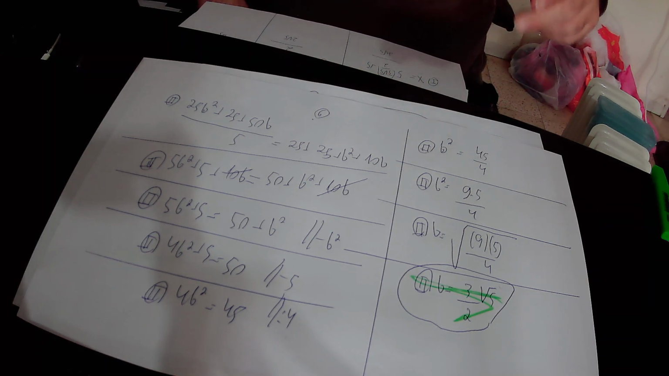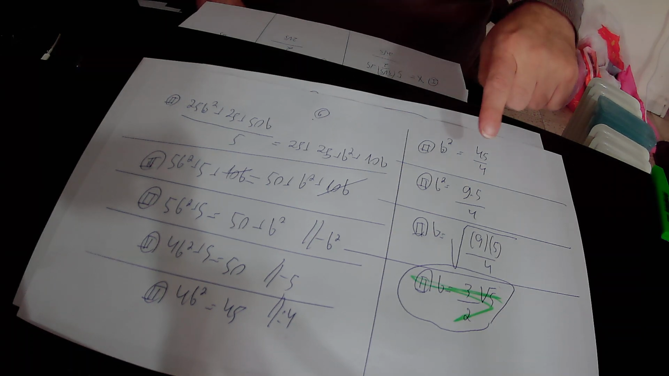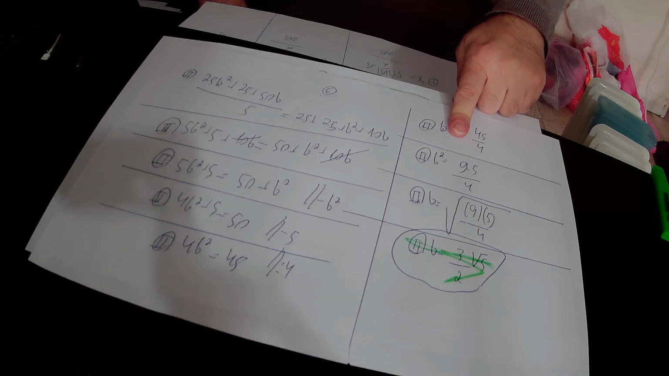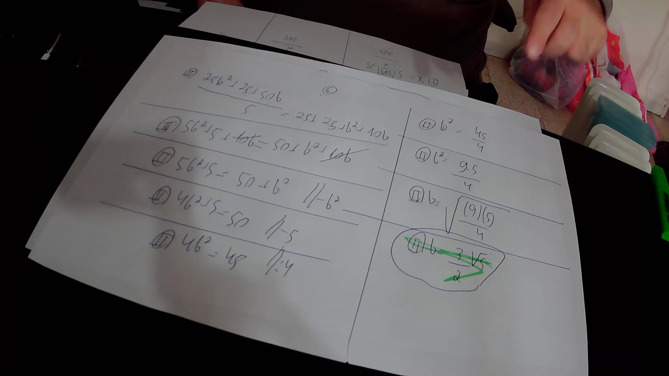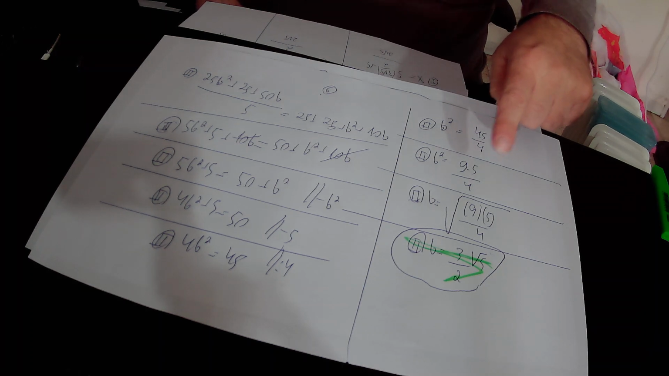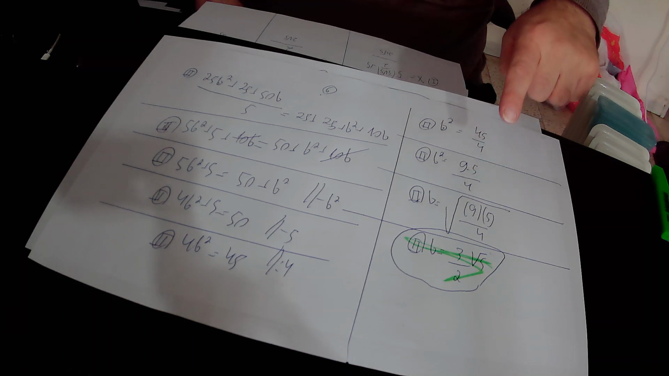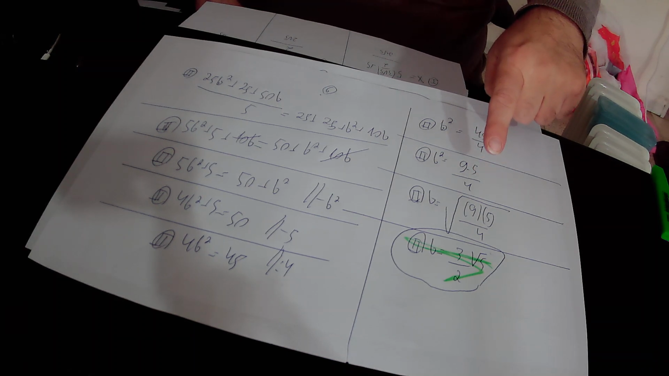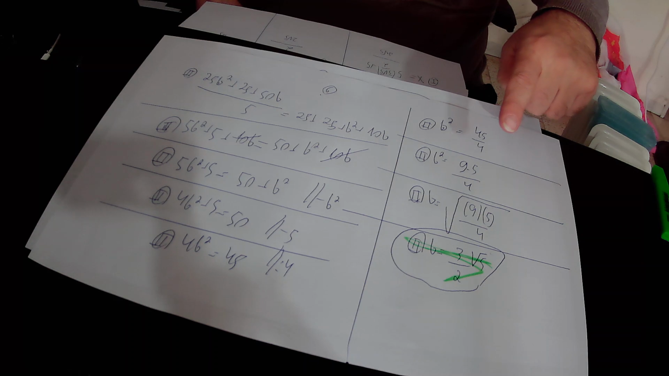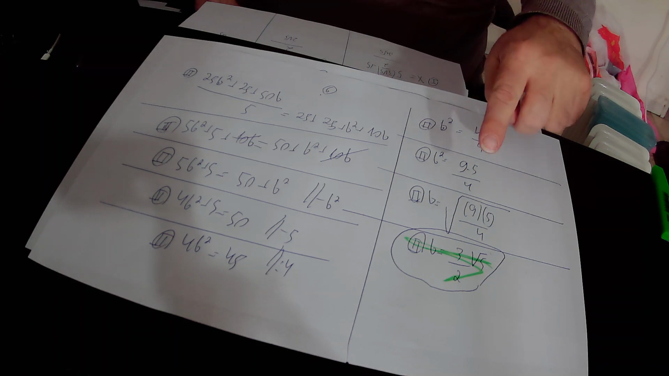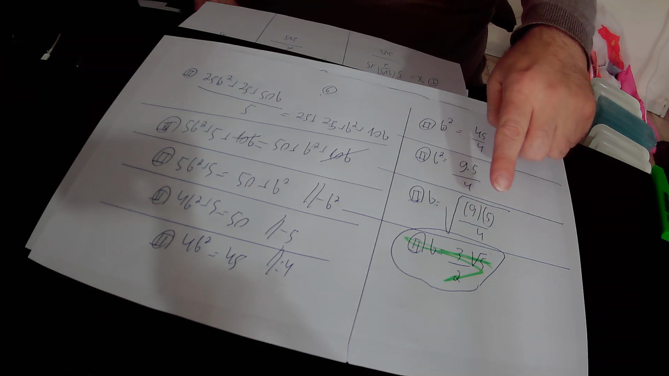45 is 9 times 5, so we substitute 45 by 9 times 5 over 4. Then we took the square root of this equation number 2, and finally found that b equals the square root of 9 times 5 over 4. The square root of 9 is 3, and the square root of 4 is 2. So inside the root we are left only with 5. In conclusion, we found that according to equation number 2, b equals 3 times square root of 5 over 2.